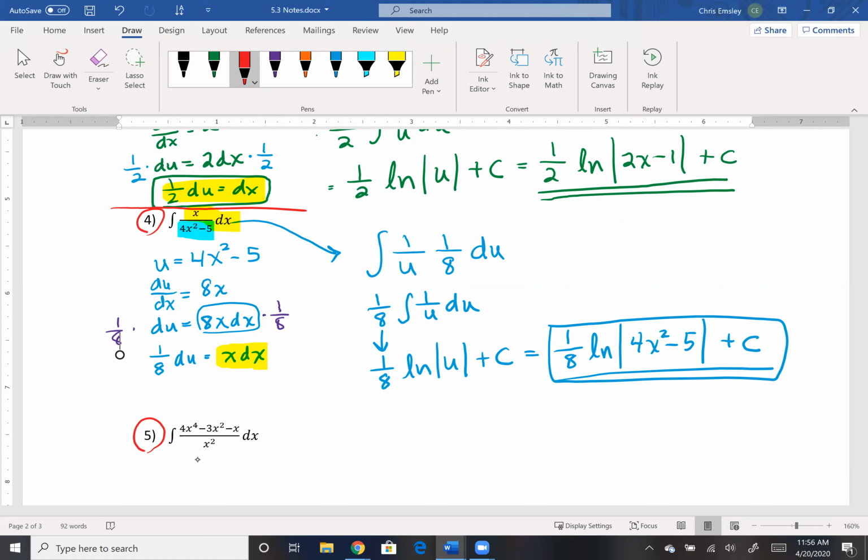So we want to try a simplification technique that we've used in other problems before we try any crazy u substitutions. And that is to go ahead and distribute this and divide it out. So no calculus here. This is equivalent to 4x to the 4th over x squared minus 3x squared over x squared minus x over x squared. I'm just doing some algebra to clean things up a little bit.